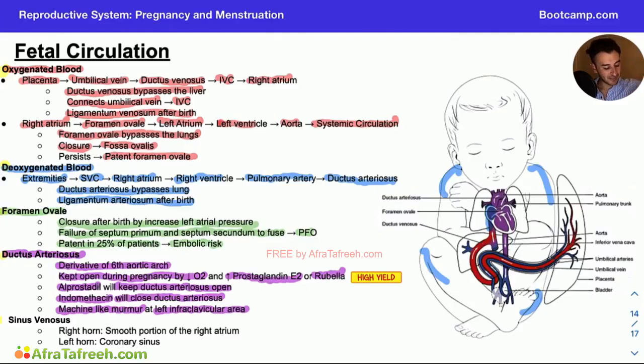Finally, let's wrap up by talking about our ductus venosus. This is a little lower yield, but I want to include it anyways. The right horn of this structure will turn into the smooth portion of the right atrium, and our left horn will turn into the coronary sinus. So I just wanted you guys to know that.